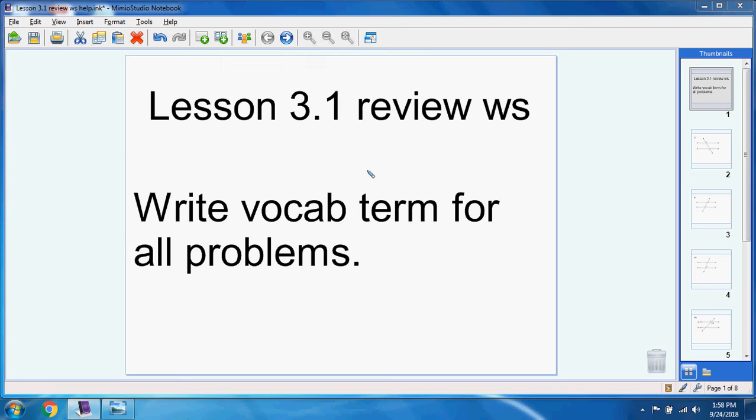All right, today we're going to be having the lesson 3.1 review worksheet. A little small hint for you to complete this assignment: I need you to write the vocabulary term for all the problems. The majority of them you're going to find really quick. There are some, though, that you might have to then solve for X. So we're bringing our Chapter 1 skills back into play, and it'll be great.